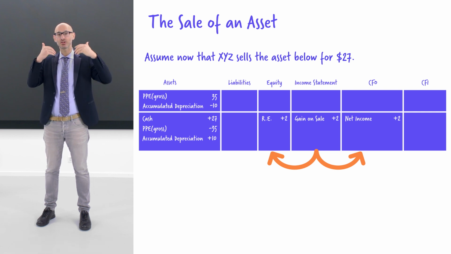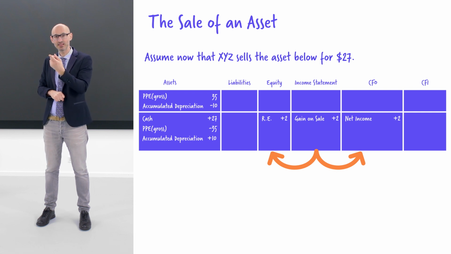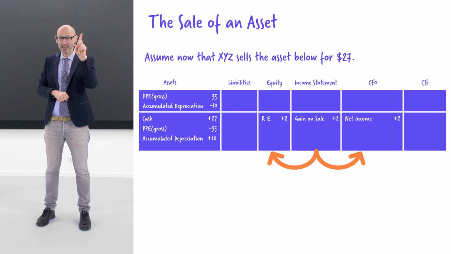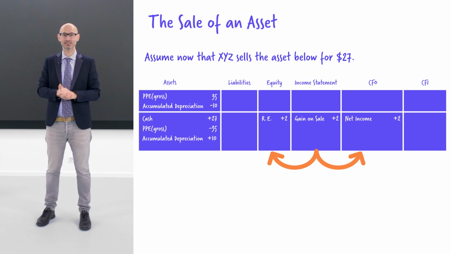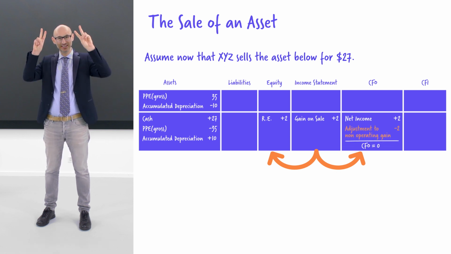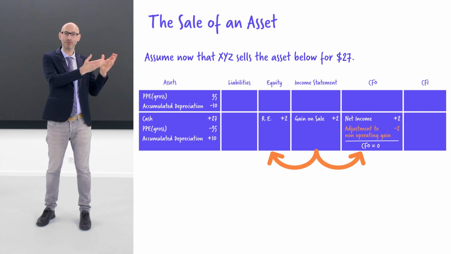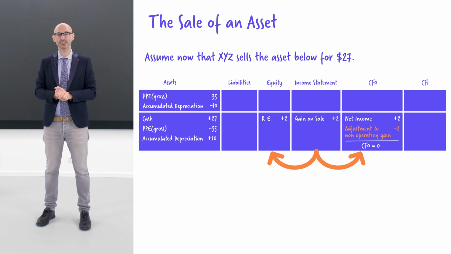Another 2 goes on the CFO, but remember, CFO always has net income as a starting point. So there is +2 on the net income, then there is +2 on the CFO. But there is no operating cash. We did not sell any pizzas. This has to have a -2 adjustment. We call it adjustment to non-operating loss. And now the CFO is back to 0. Under the CFI, we record the cash received, and that is a +27.